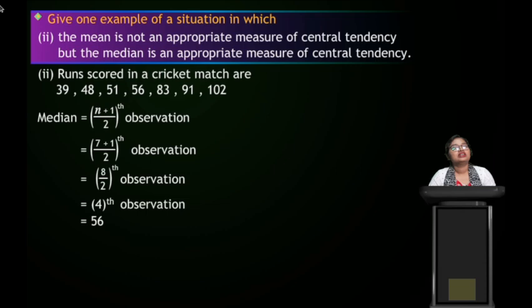So we can tell if the extreme values are there, then we can use median as an appropriate measure. That means if the difference between extreme values is more, then we take median as an appropriate measure. If the difference between extreme values is very less, then we take mean as an appropriate measure for central tendency.